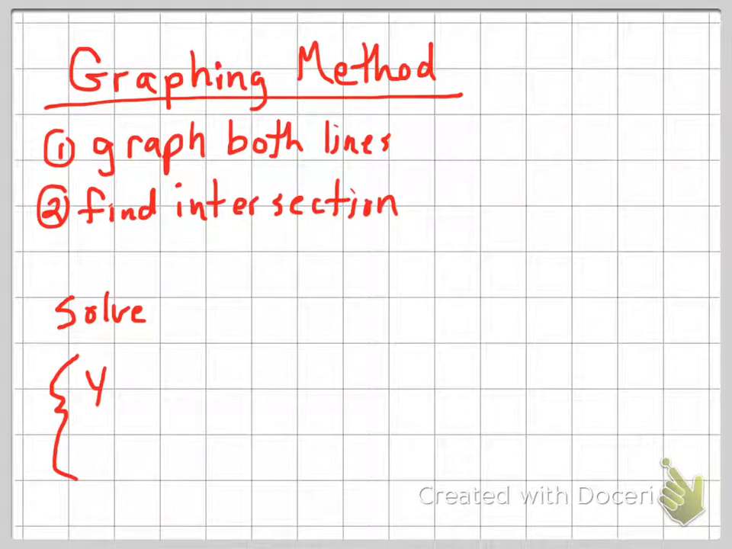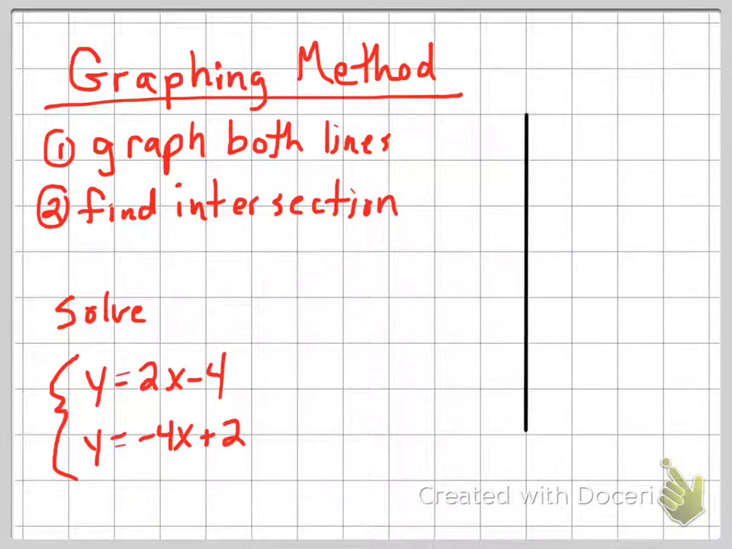So, looking at this example, if we were going to solve this system, y equals 2x minus 4, and y equals negative 4x plus 2, I'm going to have to graph both of these lines and find the intersection. So, I'm going to start with the first line. It's in y equals mx plus b, so I know the y-intercept is negative 4, so I put my point down here. Then I know that the slope is 2, so up 2 over 1, so I've got my second point.